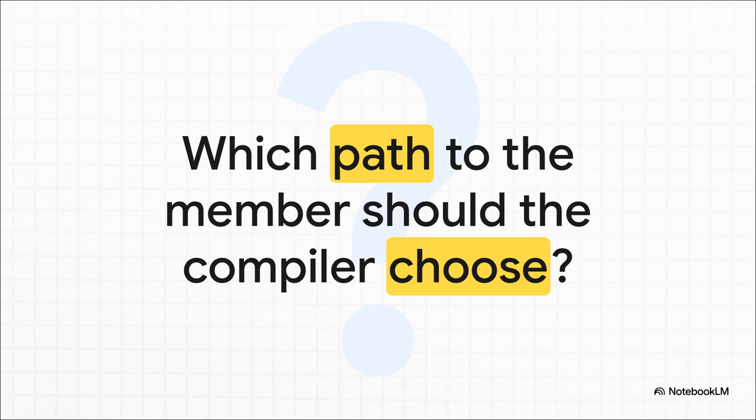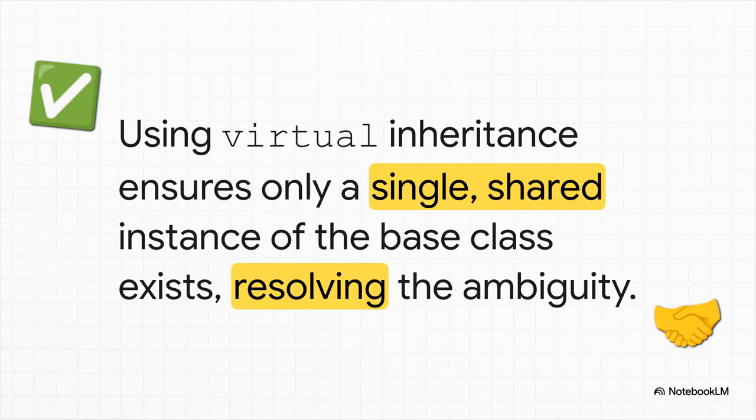But thankfully, C++ gives us a very elegant way out. And the solution, believe it or not, uses that same keyword we just saw, virtual. But this time it's applied to the inheritance itself. By making the inheritance from A virtual, you're telling the compiler, hey, merge these paths. I only want one single shared copy of the grandparent class in the end. And just like that, the ambiguity is gone.